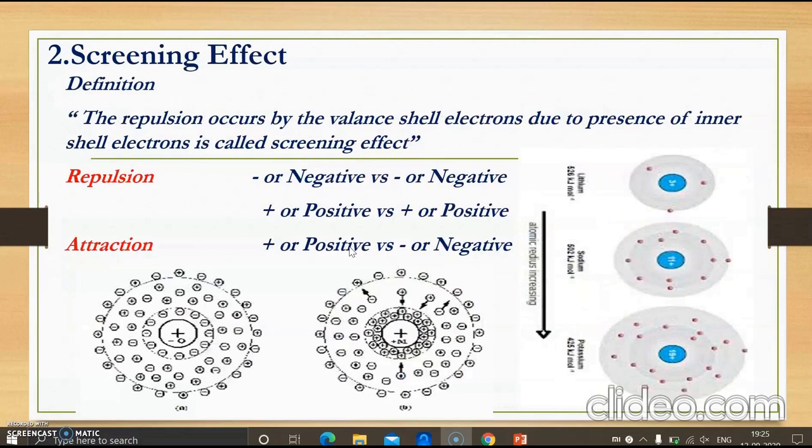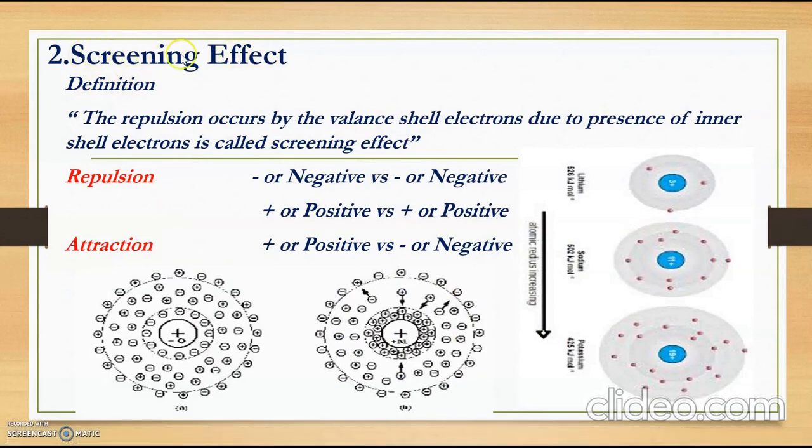Now the second factor is the screening effect. Firstly, we see the definition of the screening effect. The screening effect is also called the shielding effect of the inner electrons on the outermost shell electrons. The repulsion experienced by the valence shell electrons due to the presence of inner shell electrons is called the screening effect.